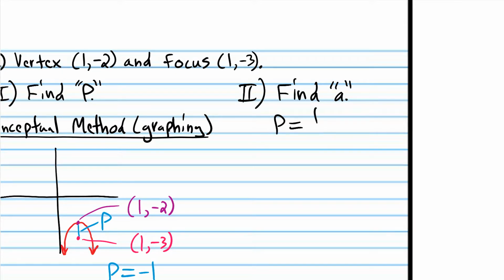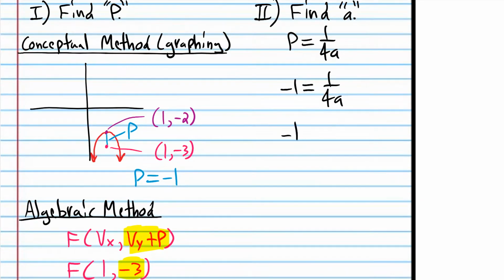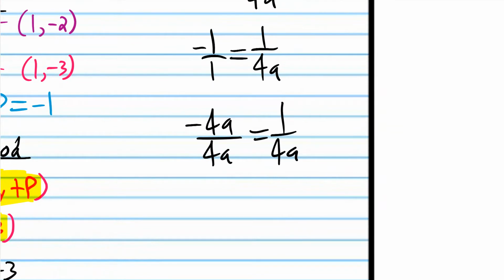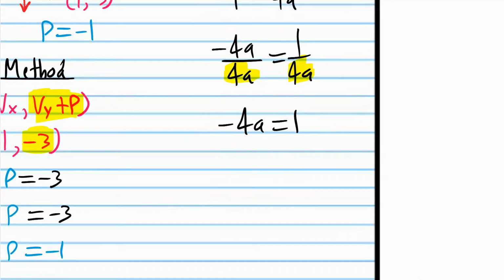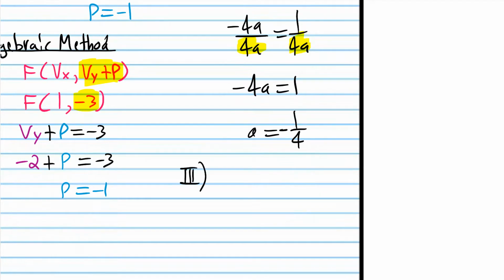So p is equal to 1 over 4a, and we found p is -1. And I can write -1 as -1 over 1, and then I can multiply both sides of this fraction by 4a to get -4a over 4a. Now we have two fractions that are equal, and the denominators are the same. So that means, just by common sense, the numerators must be equal. Then we divide both sides by -4, and we get a = -1/4.